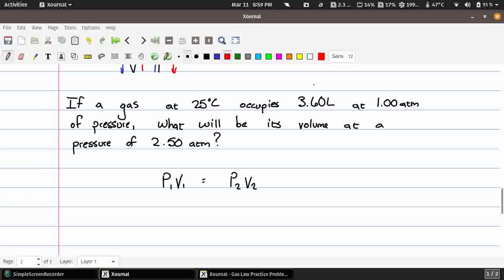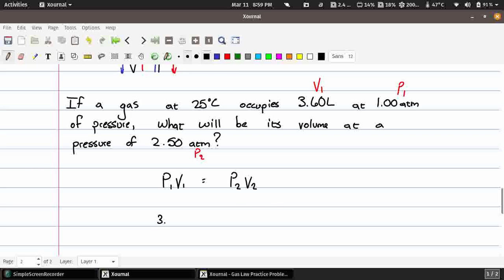So we have to label our volumes, which is in liters. So that's V1. We don't have a V2. And then we have P1, P2. So we're obviously doing simple algebra, solving for an equation. Solving for one variable. So let's fill this in.